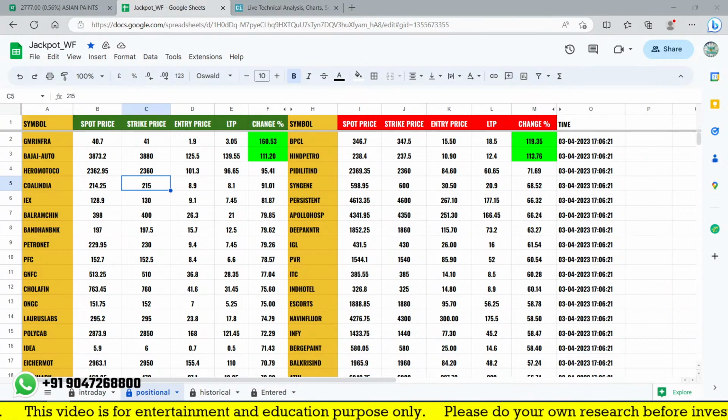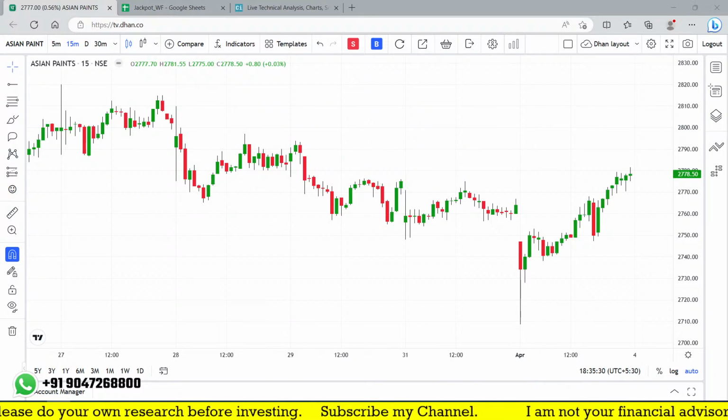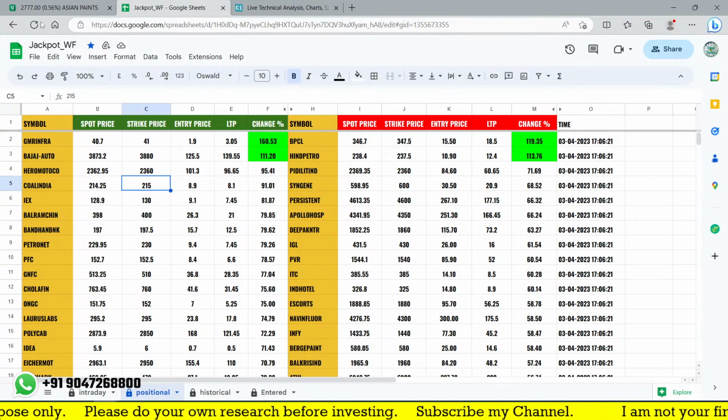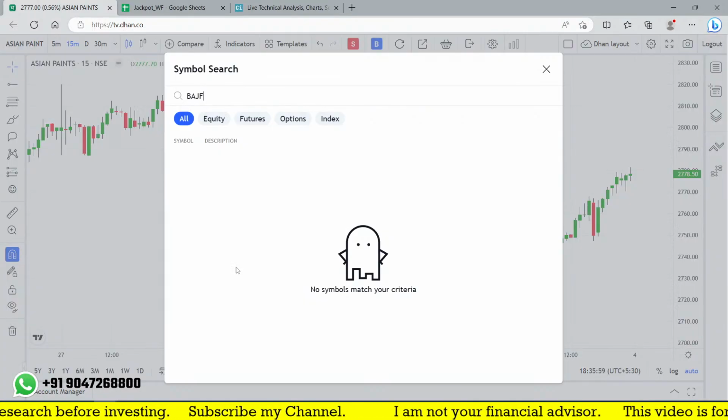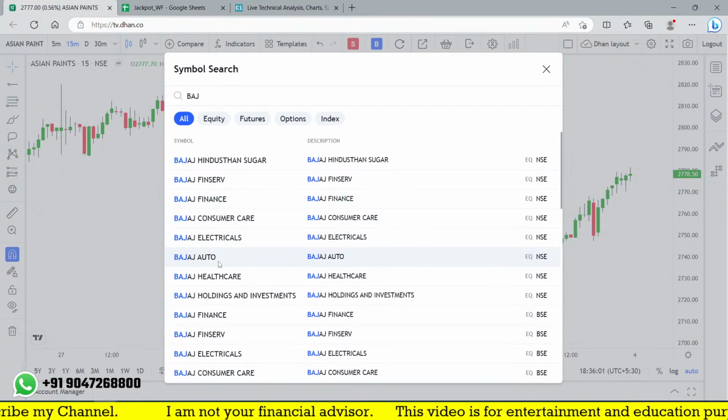The second one is Bajaj Auto. Let me go to Bajaj Auto. As per our concept, I found Bajaj Auto. So the stock is Bajaj Auto, and I'm going to take Bajaj Auto.